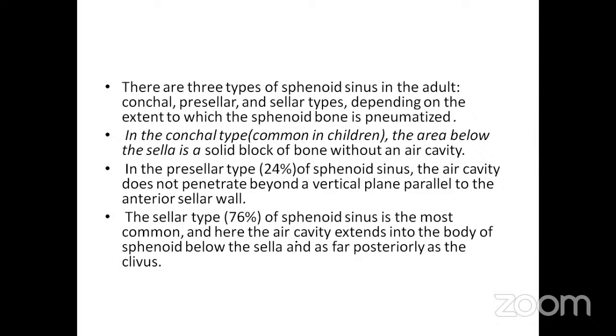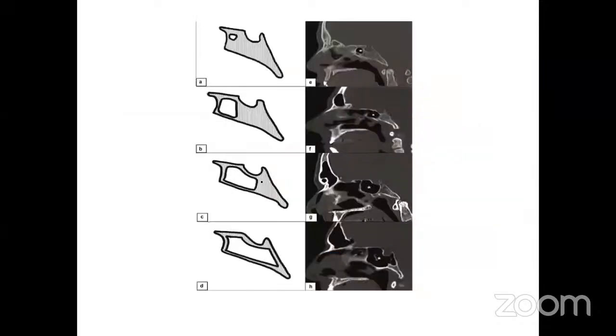Another type which is more common is the sellar type, present in 76% of the population. This is the most common, and here the air cavity extends into the body of the sphenoid below the sella as far posteriorly as the clivus. As we can see here, the one shown in C is the sellar type.